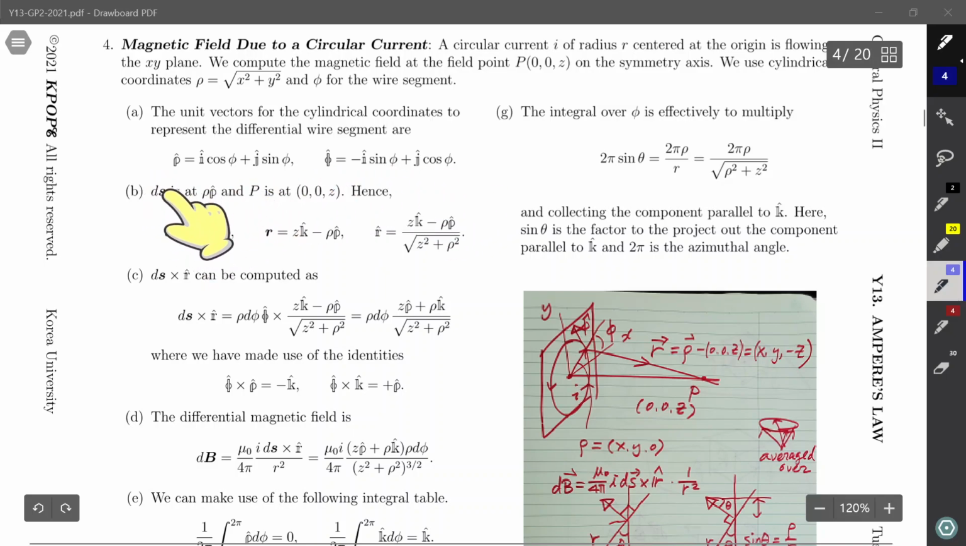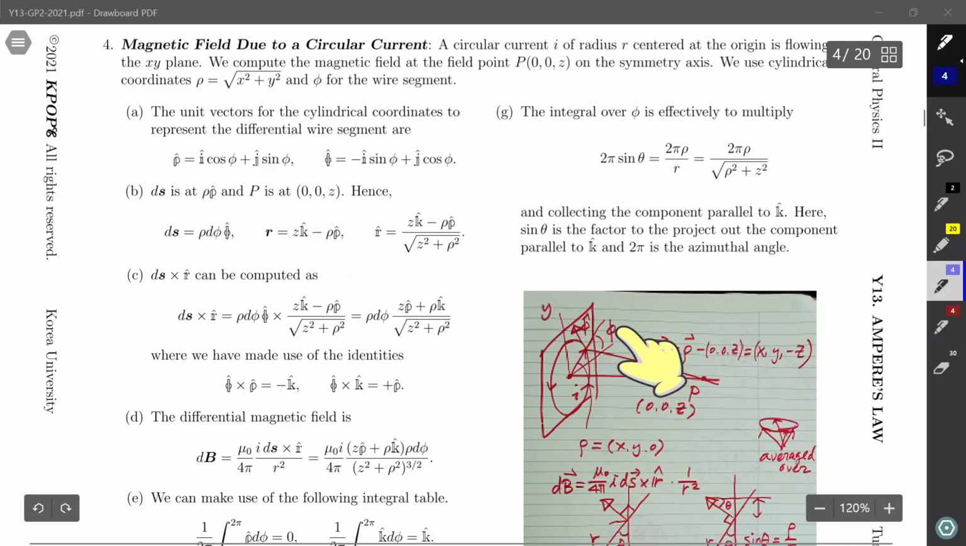Right, ds is at this point, at the angle phi, and P is (0, 0, z). P, the field point, is here, and ds is here. The differential length element is rho d phi, phi hat. Rho d phi, phi hat. Phi hat is here.